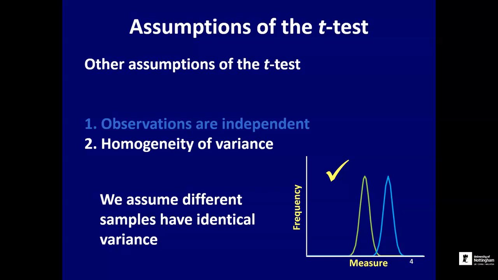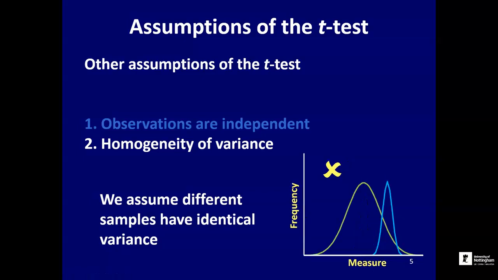When you're running a difference test like a t-test, you typically assume that the variance, the degree of spread in each of the samples is the same. So if we plotted the samples on a frequency histogram, we're expecting the degree of spread of the bell curve to be similar in each of the samples that we're comparing, and not to see something like this where one sample is very variable and another sample is not very variable.